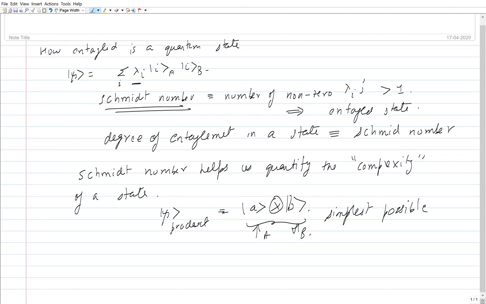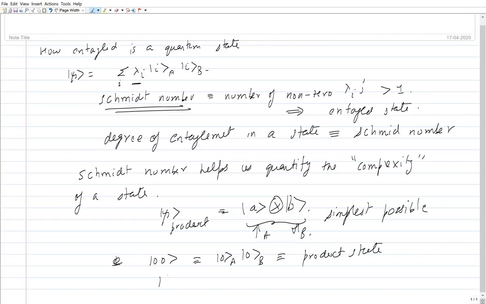So now, why is the Schmidt number important? I'll give you an example to show you. For example, let's say I have a state of the form 0, 0, or I can also write it as 0 state on system A and 0 state on system B. Now this we know is a product state or an unentangled state.